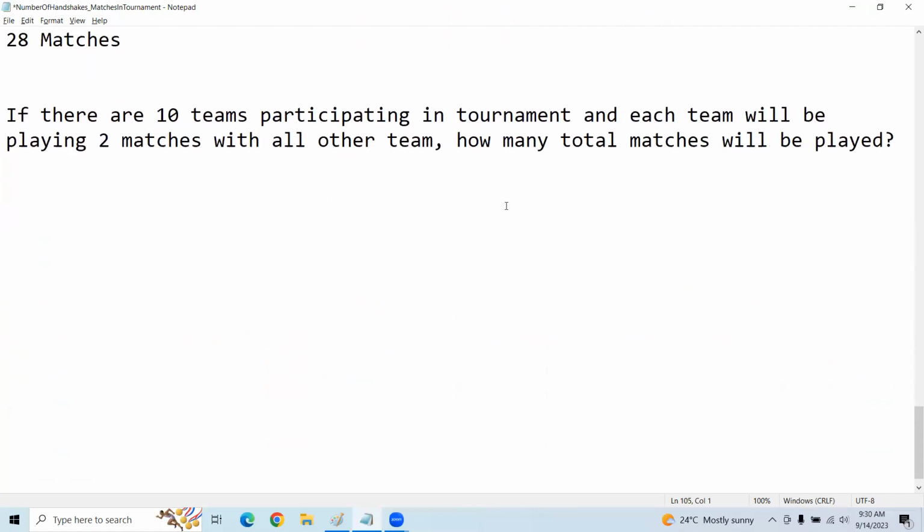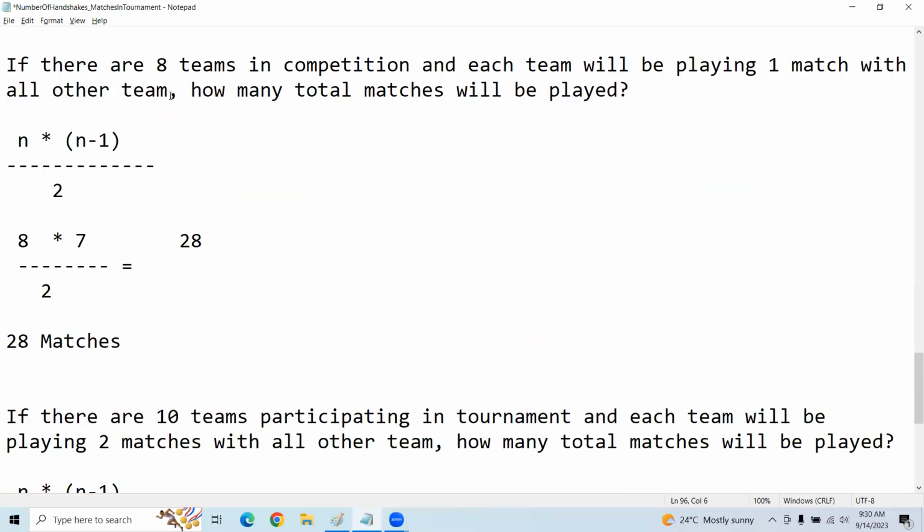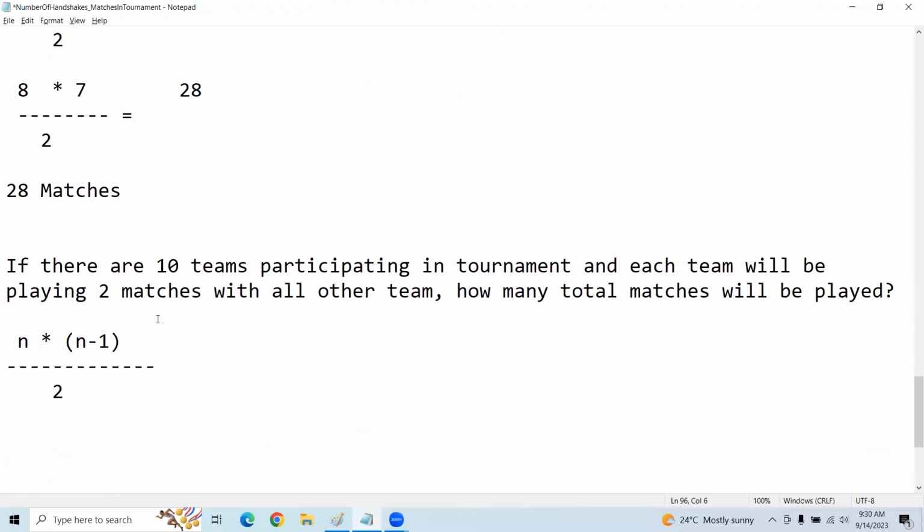If there are 10 teams participating in a tournament and each team will be playing 2 matches with all other teams, how many total matches will be played? So what is the difference between the first question and this question? Here they were playing only one match with each other, but here they are playing 2 matches. So first of all, let's find out the answer if they play one time, and then we will multiply our answer by 2. So you don't need to remember 2 different formulas. You use this formula and get the count of how many matches will be done if they play one match only. And when we have 2 matches, you just multiply that by 2.